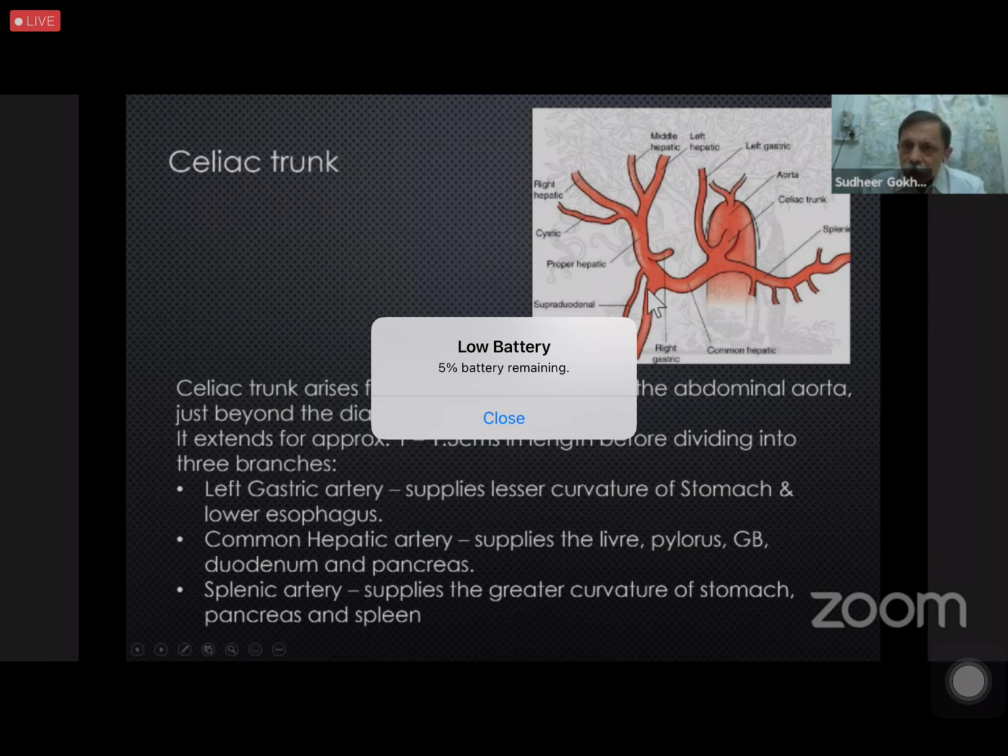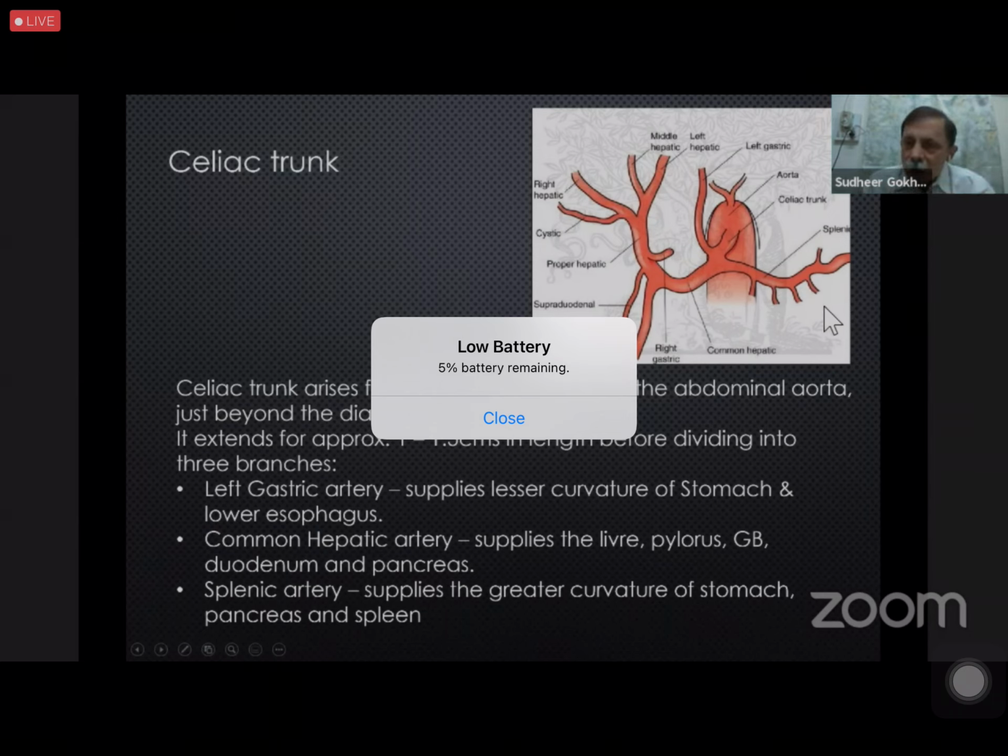It branches into the left gastric artery. That's the smallest branch. It supplies the lesser curvature of the stomach. The moment it arises, it starts coursing superiorly and to the left side, the left gastric. And then we have the 2 larger branches, the common hepatic artery, which supplies the liver, the pylorus, the gallbladder, duodenum, and pancreas, and the splenic artery, which supplies the greater curvature of the stomach. As it courses to the left side, it gives out branches to the pancreas, and then it supplies the spleen.